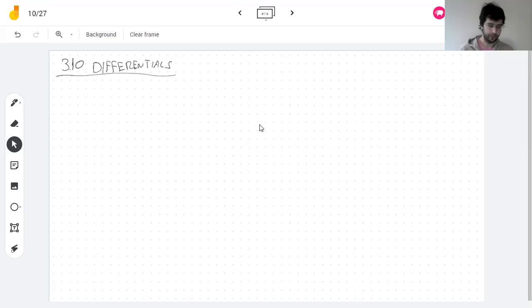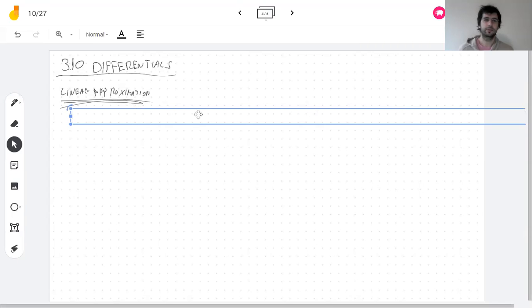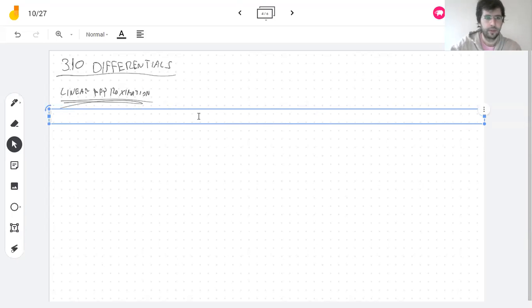Okay, differentials. There's this thing you should know about called the linear approximation, which I think in a way I already told you what it is. The thing is that the tangent line is the linear function of the graph.